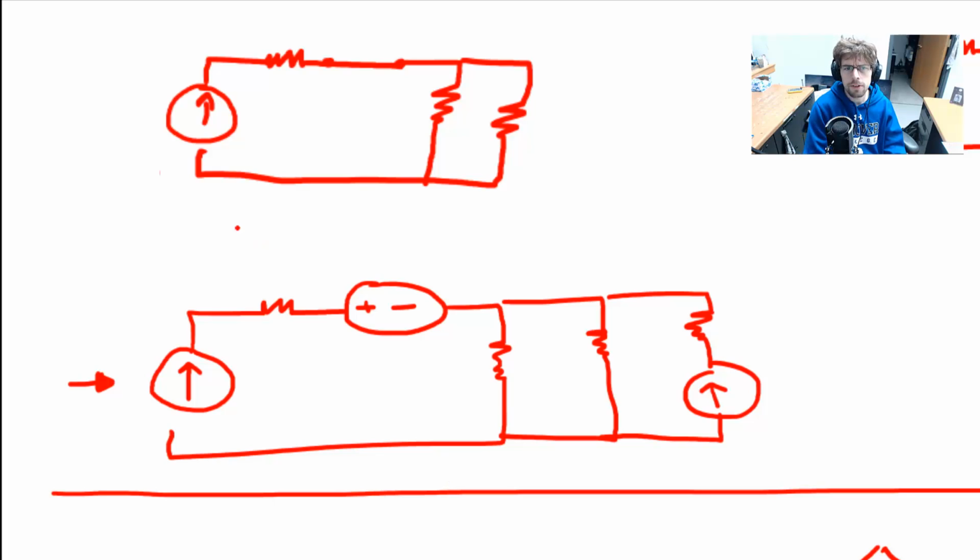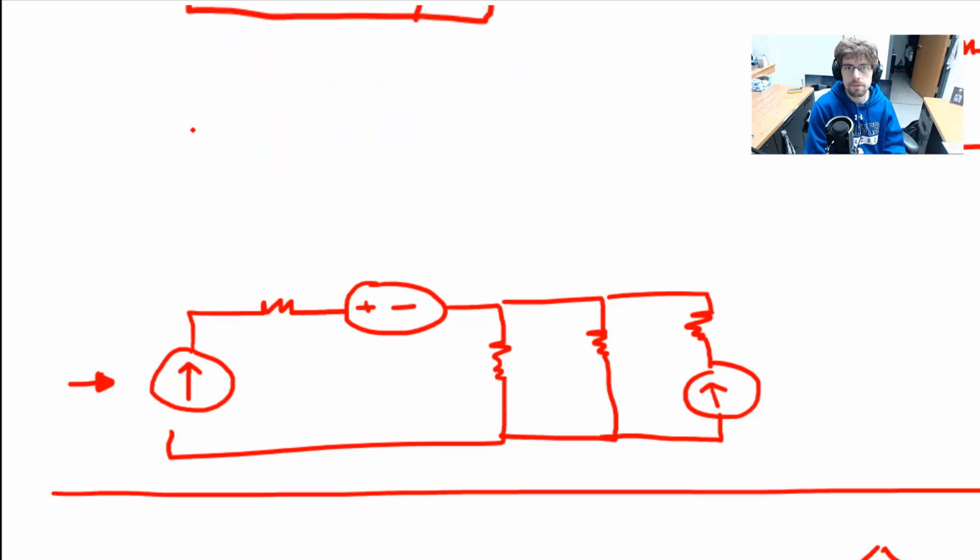Go ahead. How about if I choose the potential source? You got it? Yeah, that one looks weird, right?